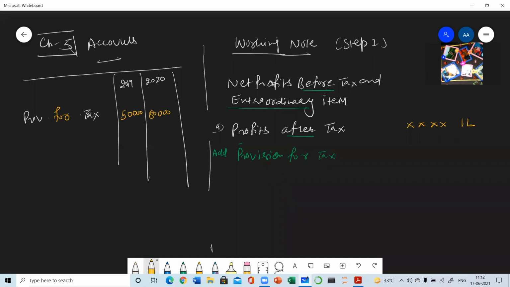So this provision will be known as the previous year provision, and this provision will be known as the current year provision. These two provisions will be given in the question. So you have to add back the provision made during the year, or we can say the current year provision.